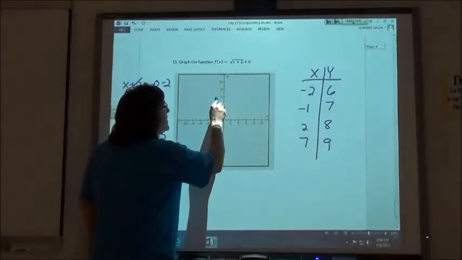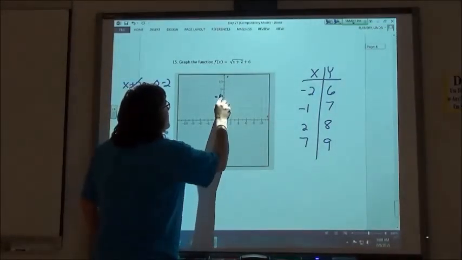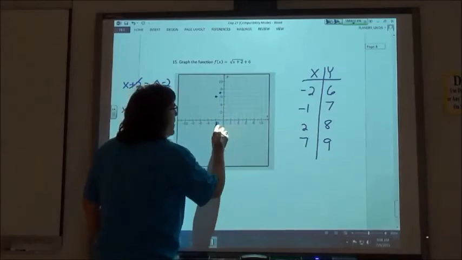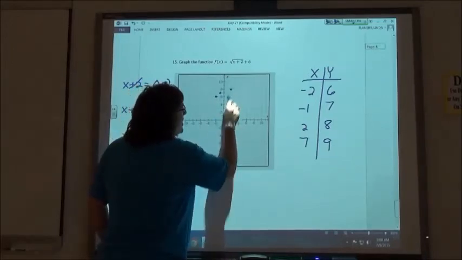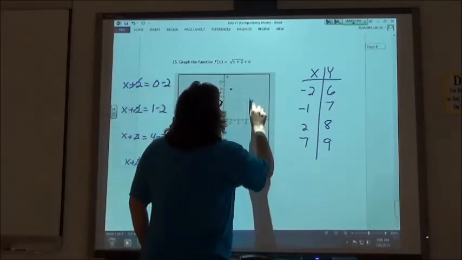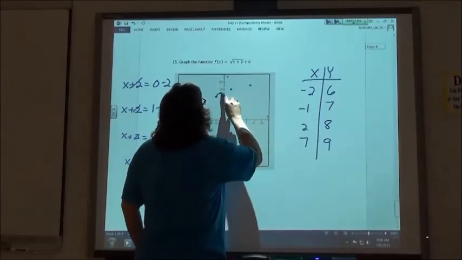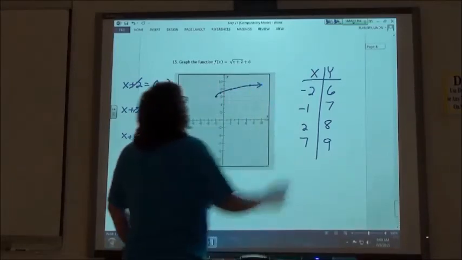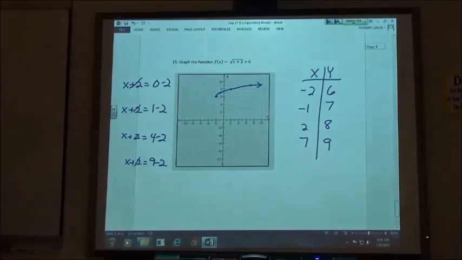Negative 2 up 6. Negative 1 is up 7. Positive 2 is up 8. And positive 7 is up 9. And our square root function looks something sort of like that.